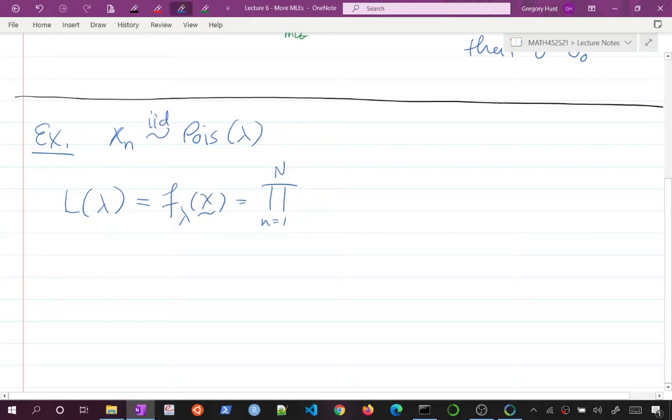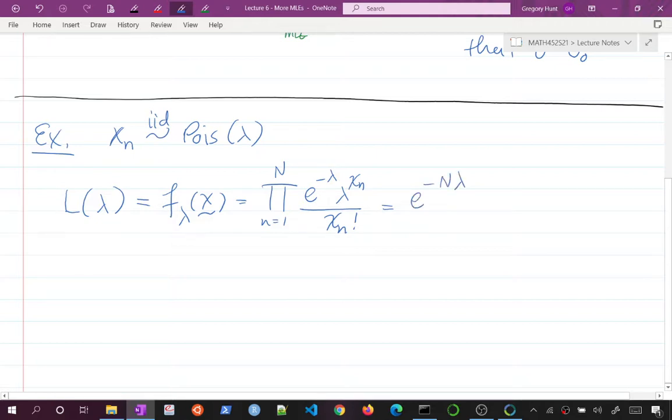What is the form? It's e to the negative lambda times lambda to the x sub n over x sub n factorial. It's a Poisson distribution. And we can play our fun tricks. I can push through this product, right? Because it's the product over all the possible x sub n's. This would be e to the negative n lambda.